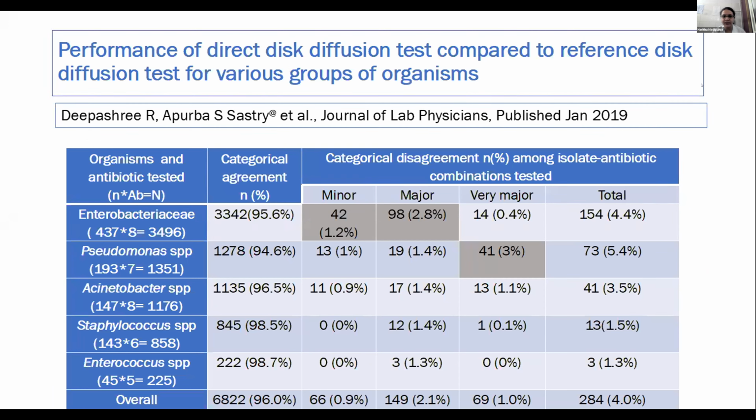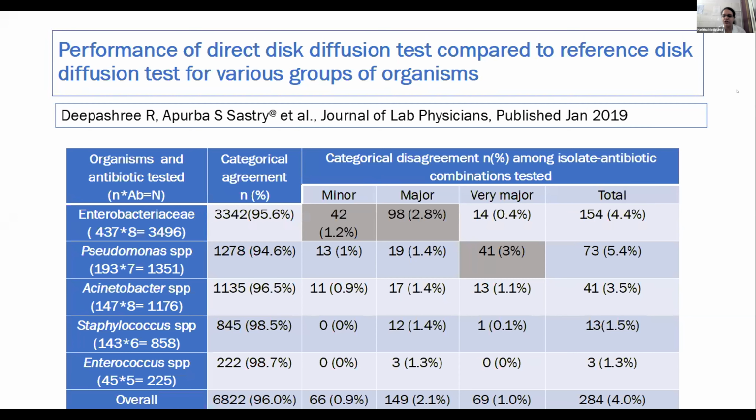They found that the categorical agreement was above 95% for all of these. And the major error, very major error and minor error were also less than 5% for all of these. So now we generally follow this. After the study, we have seen that the results are very good and the categorical agreement was above 95%. That is why we have validated it and we have started using it for all the drug-bug combinations.